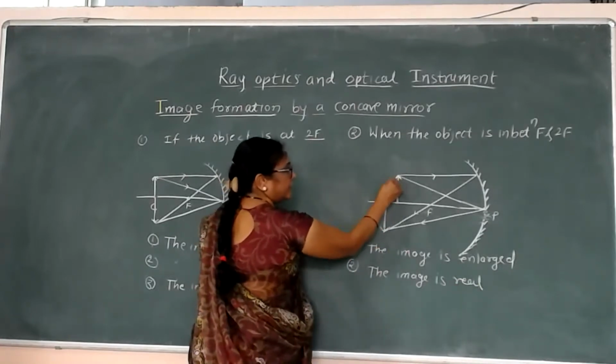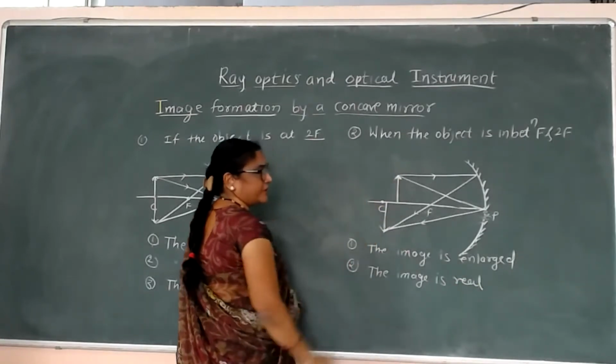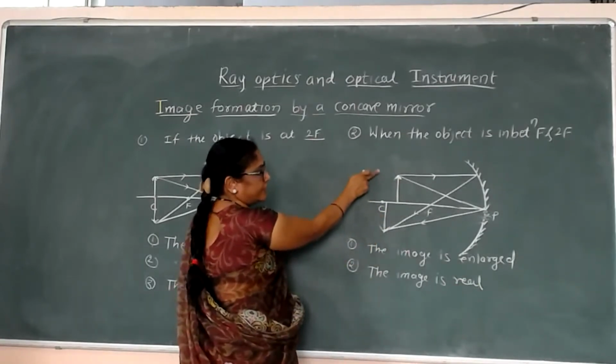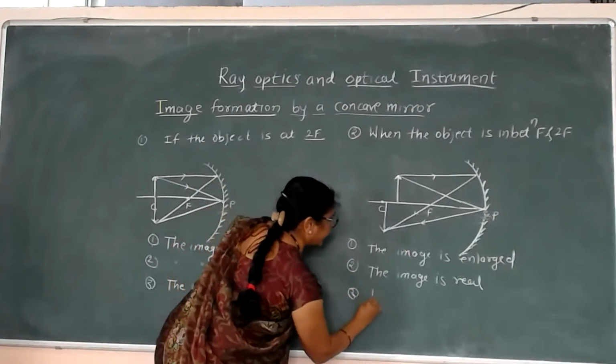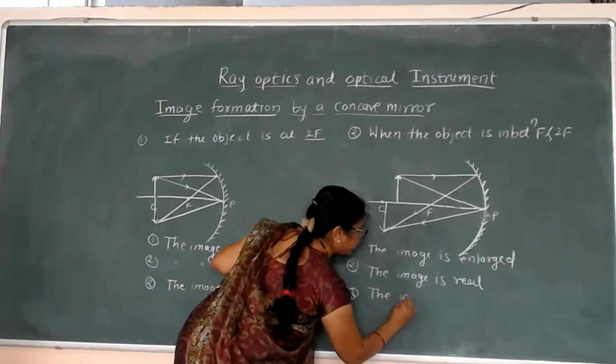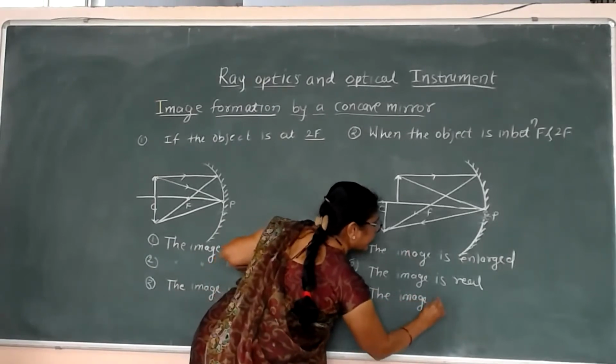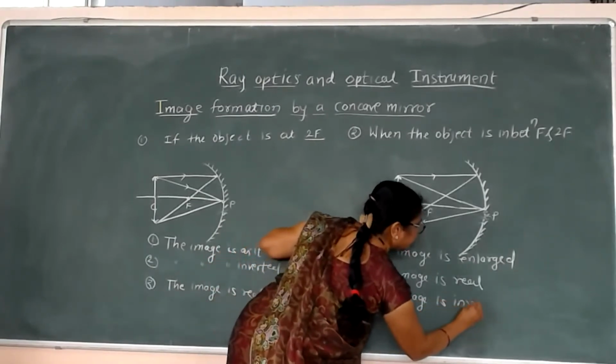See here, the height of the object, the arrow mark, is upward. Here the arrow mark is downward. Means the image is inverted.